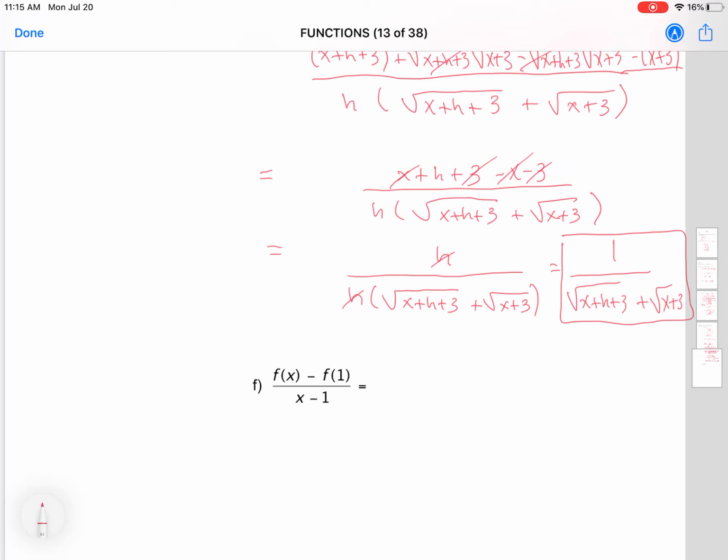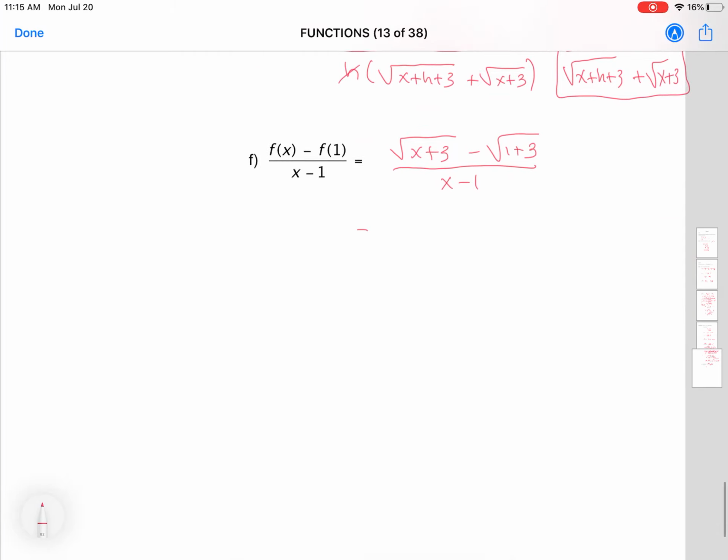Okay, one last. f of x minus f of 1 over x minus 1. What's f of x? Root of x plus 3. What's f of 1? Root of 1 plus 3 over x minus 1. What is that? That is the root of x plus 3 minus the root of 1 plus 3. 1 plus 3 is 4. Root of 4 is 2. So we have that. And I ask once again, is there a way to simplify this?